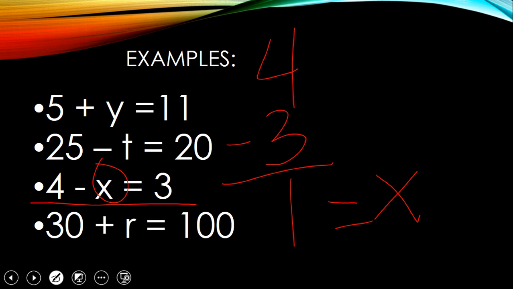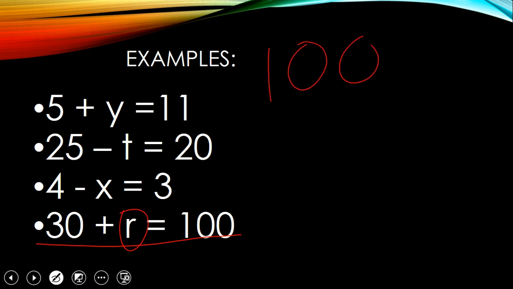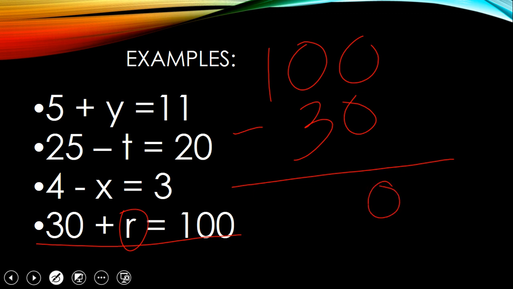So if we look at the next one, and remember, I'm just going to do it here, 30 and 100, we're looking for r. So 100 is my biggest number, obviously that goes on top. And I'm going to subtract 30 because I'm adding. So I know that if I go like this, well, that's 0. 10 minus 3, because we're just going to cut it out. So 10 minus 3 is 7, so I know that r equals 70.